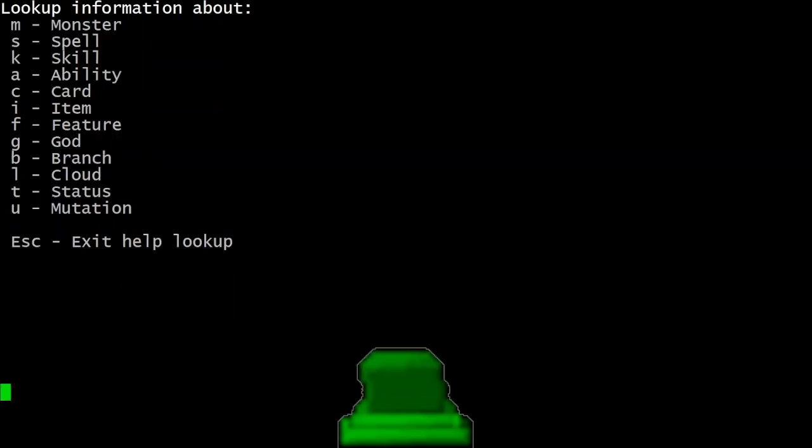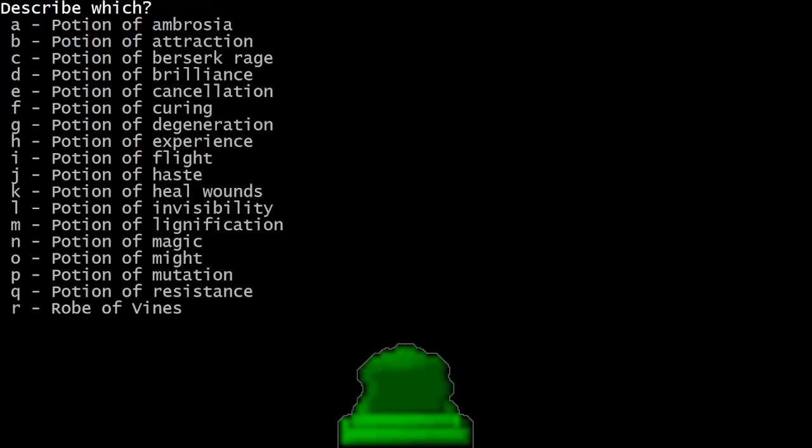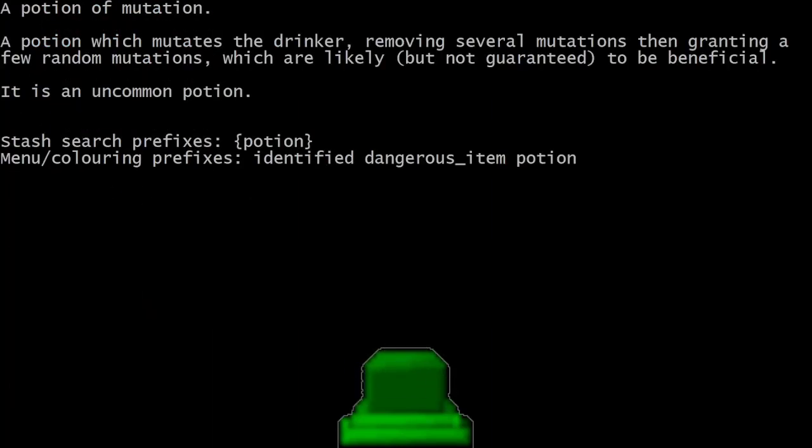Potion of Mutation. Sorry, item? Potion of Mutation. A potion which mutates the drinker, removing several mutations and granting a few random mutations, which are likely but not guaranteed to be good. It is an uncommon potion. Potion of Mutation is one of the most dangerous things that you can do to yourself in this game.